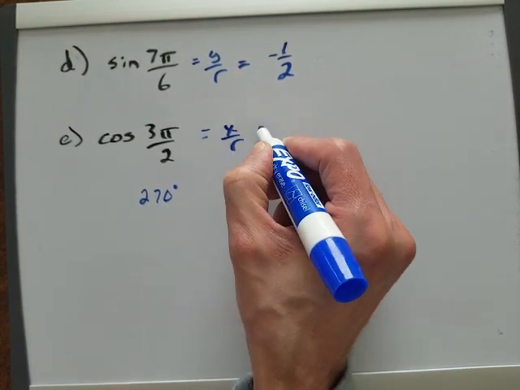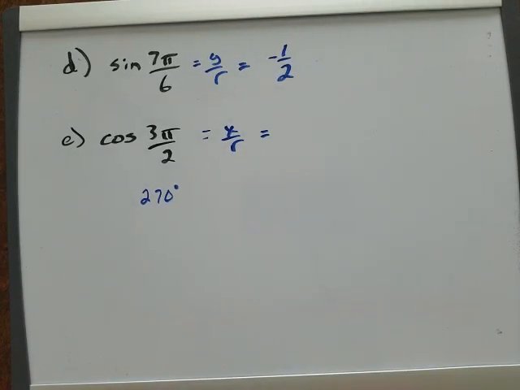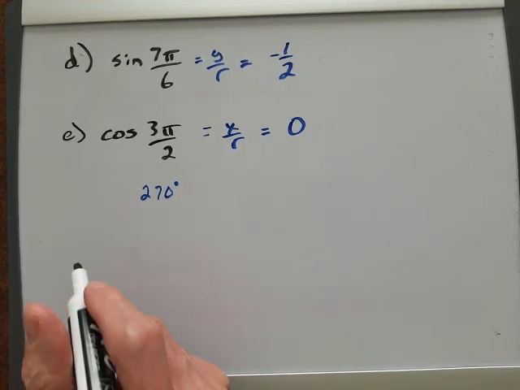Cosine is x over r, and r is always 1. We look down at the x value, it's just a 0, and that's the exact value. No calculator needed. We do another tangent.